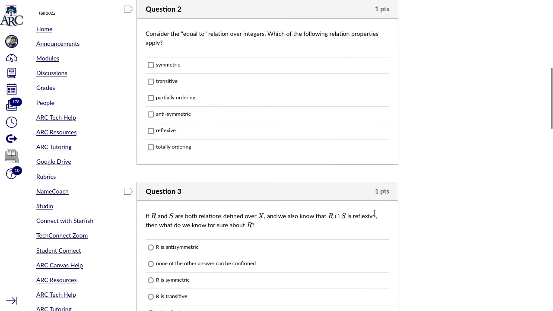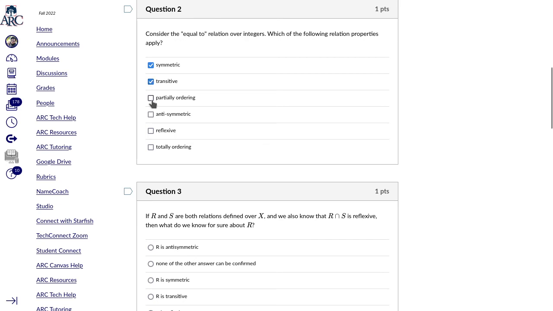Moving on to question number 2, which is equal to this time. So I'm just going to pick symmetric because for equal to, if A equals B, then B equals A. Okay, that is pretty natural. And then transitive, yes, it is also transitive because if A equals B and B equals C, then A equals C. Well, that's got to be true because A, B, and C all have to be exactly the same anyway, right? So it is also transitive.